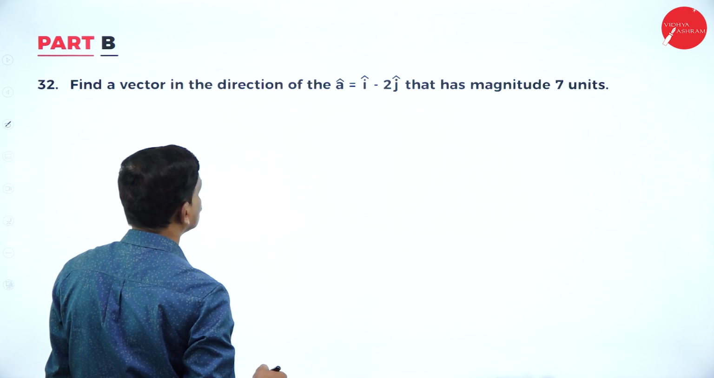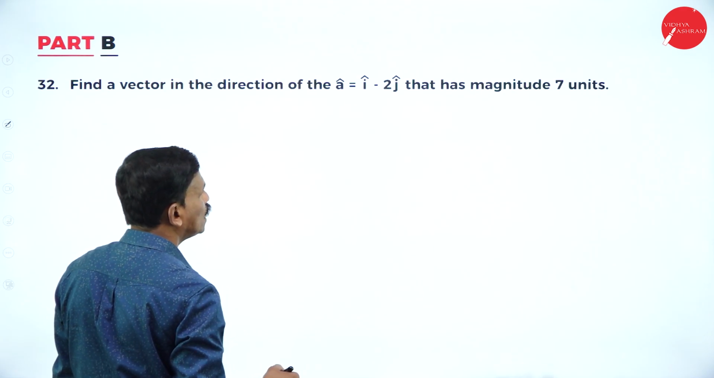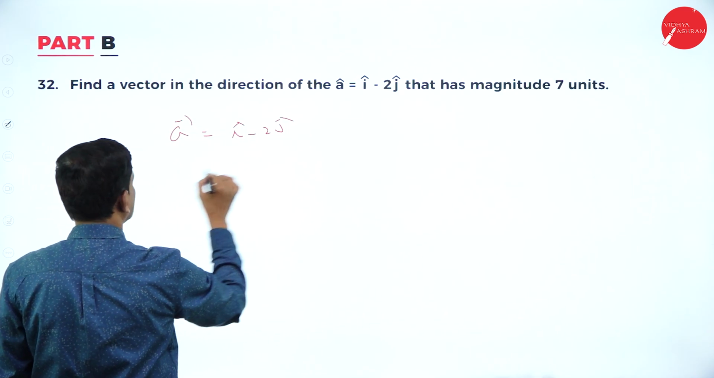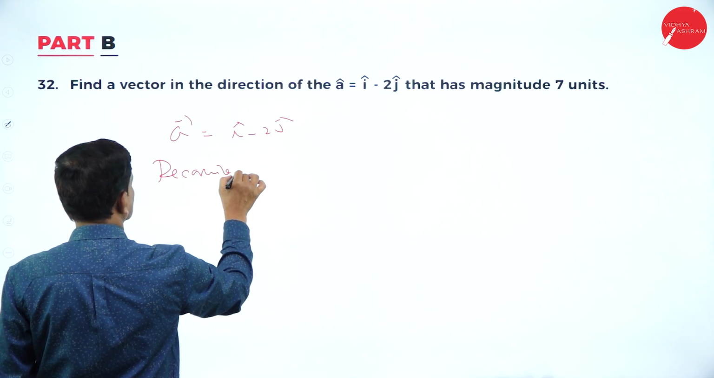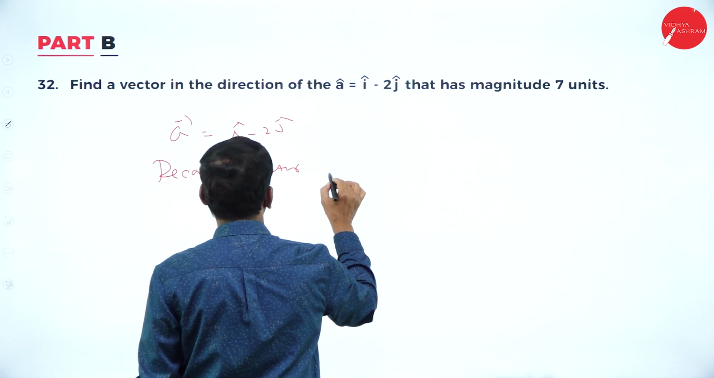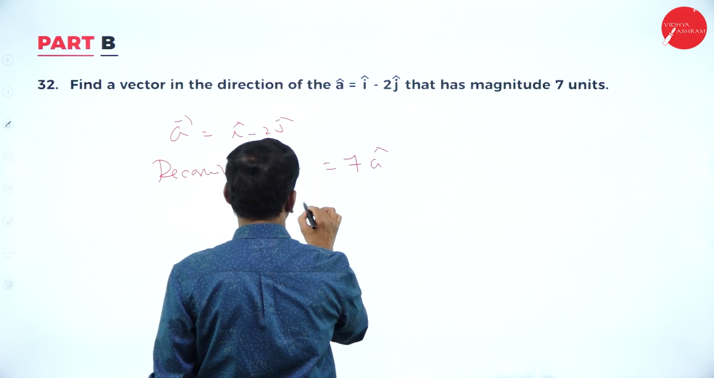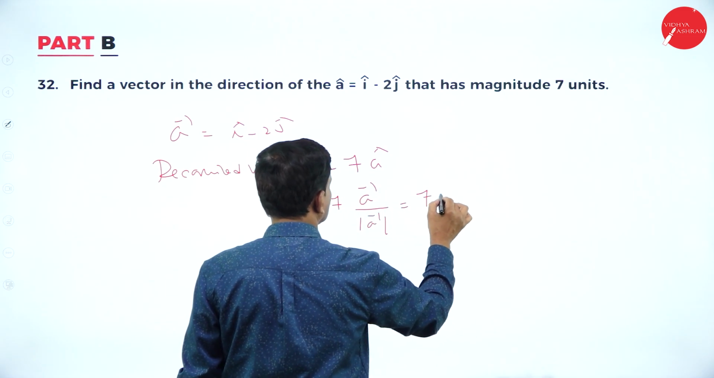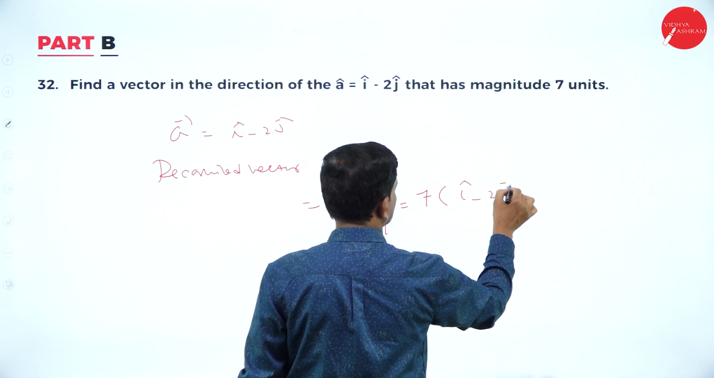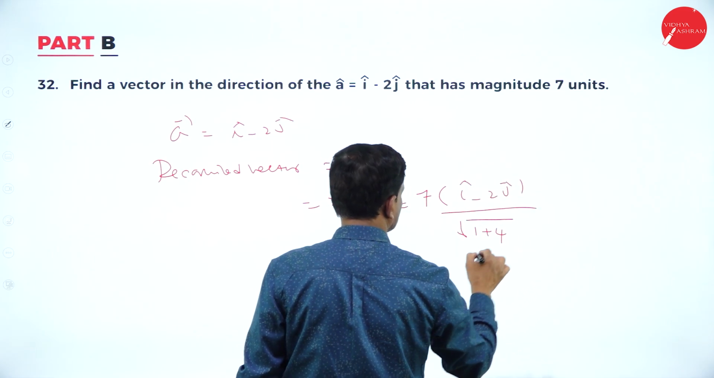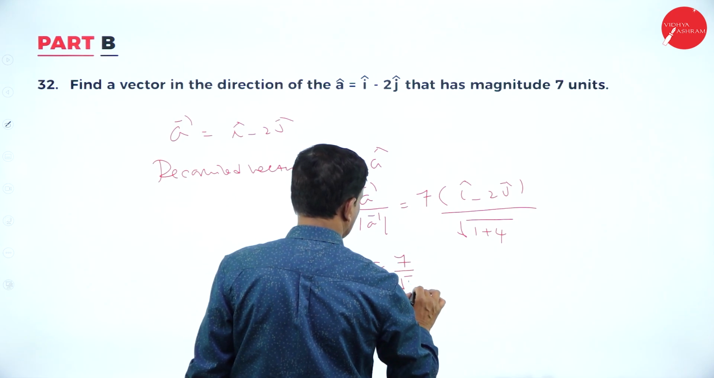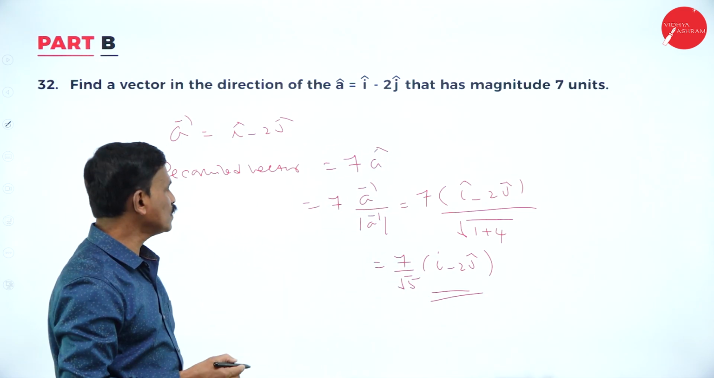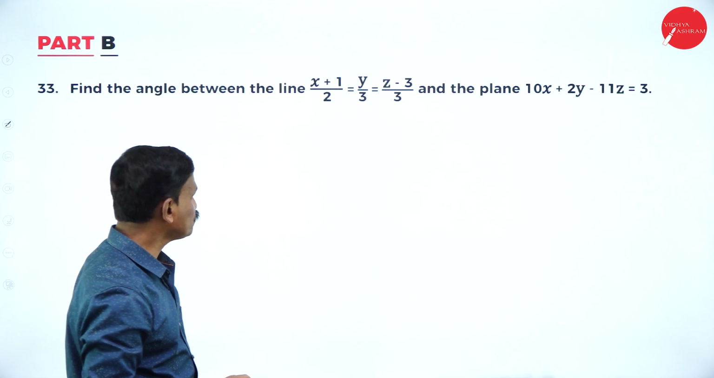Find the vector in the direction of vector a that has a magnitude of 7 units, given vector a is equal to i minus 2j. The required vector is equal to 7 times a cap. That is 7 into a cap, which is nothing but vector a divided by its own length. So 7 into (i minus 2j) divided by the length of this, root of 1 plus 4. So this is 7 by root 5 times (i minus 2j), the required vector whose magnitude is 7 units. Now move on to the next problem.